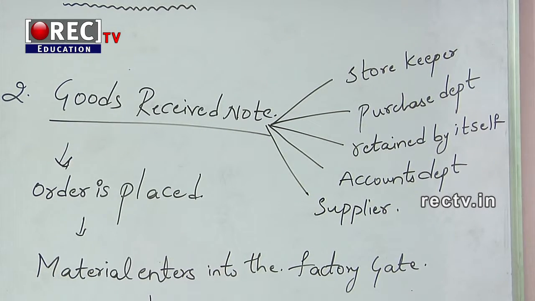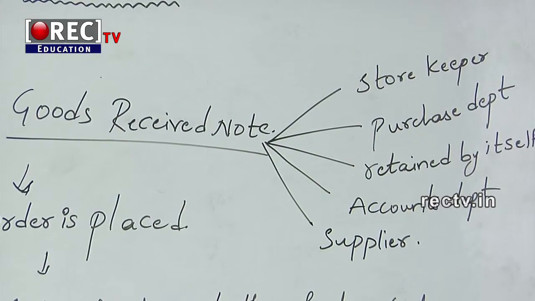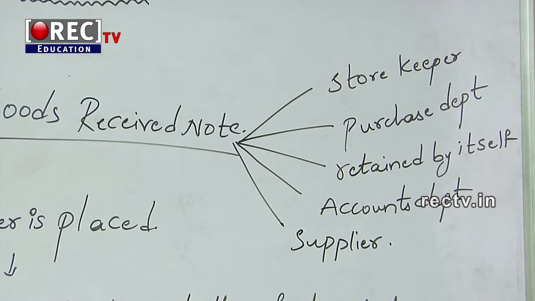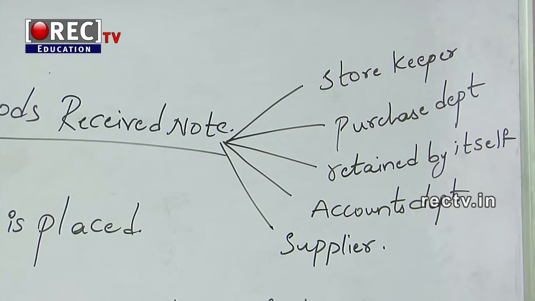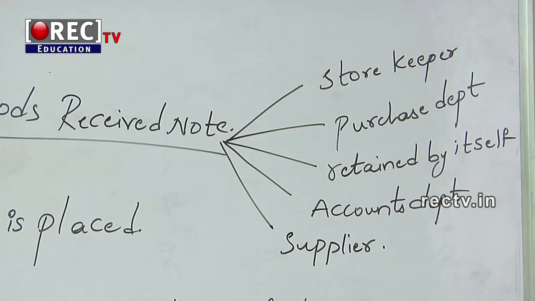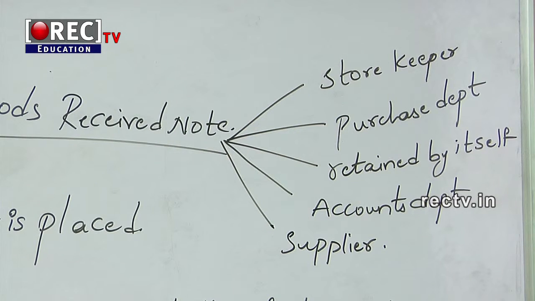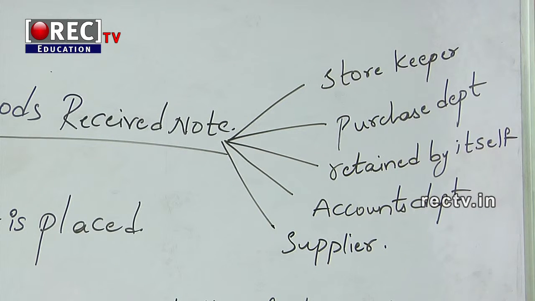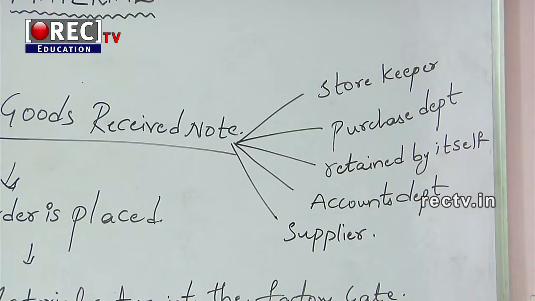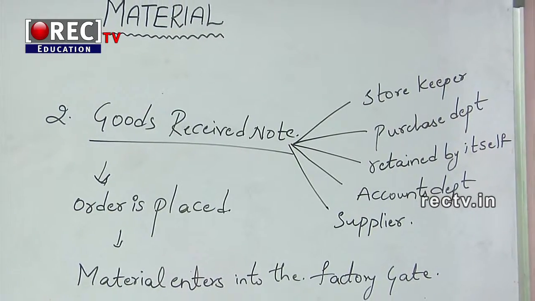The inspection department will make 5 copies of the goods received note. 1 copy is given to the storekeeper, another copy is given to the purchasing department, 1 copy is retained by itself, and the 4th copy is given to the accounts department if there is any payment, and 1 copy is sent to the supplier in acknowledgement of receipt of goods into the factory gate.